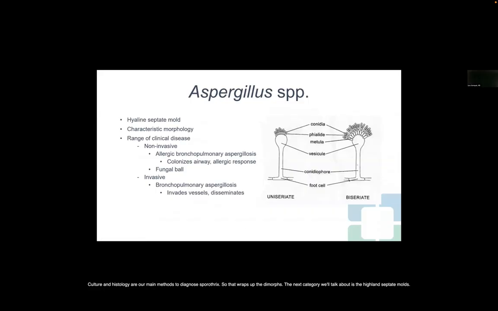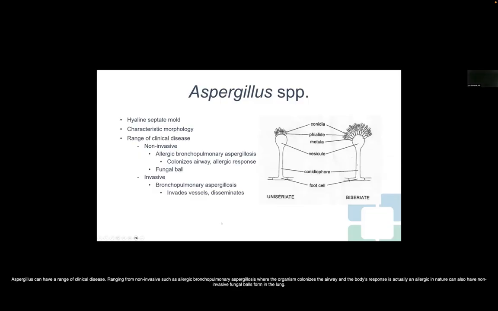The next category we'll talk about is the hyaline septate molds. Aspergillus is the most common hyaline septate mold, and Aspergillus has a characteristic morphology, which is shown here. We have our conidiophore structure, and Aspergillus always ends in a vesicle. Some are described as being uniseriate, which have one layer of phialides, which give rise to the conidia. Others have a metula layer, and then phialides, giving rise to the conidia, and these are described as biseriate.